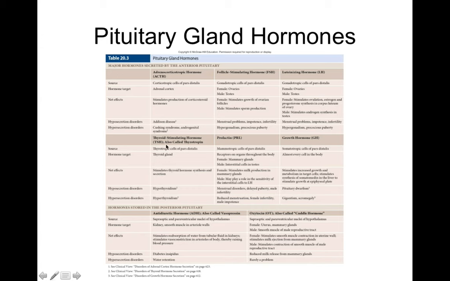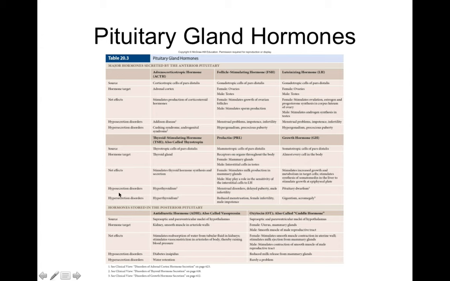Thyroid stimulating hormone is what stimulates the thyroid, and what stimulates the anterior pituitary to release thyroid stimulating hormone is basically thyroid releasing hormone, or TRH. So the hypothalamus releases TRH. That causes TSH to be released by the anterior pituitary, and all it does is stimulate the thyroid gland to release thyroid hormone. So it's a very simple effect here. It's even in the name, thyroid stimulating hormone.